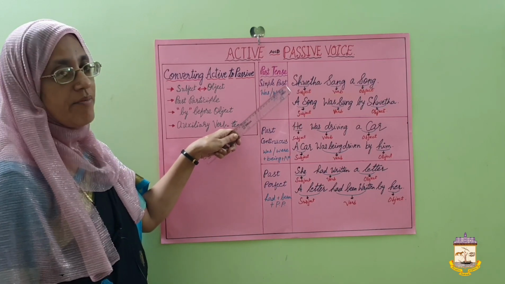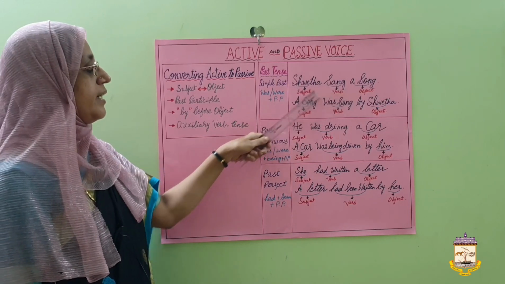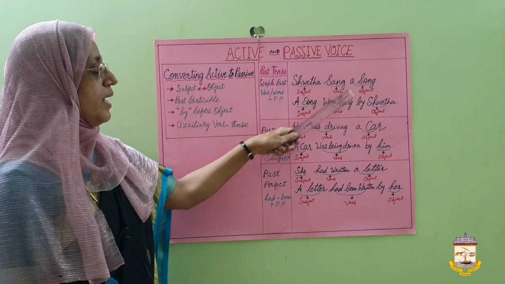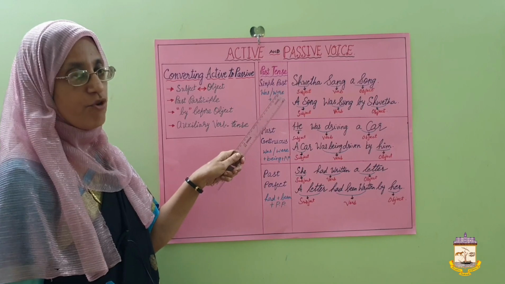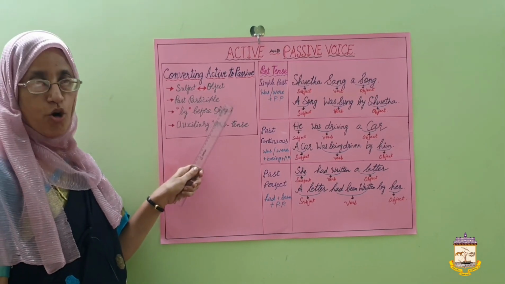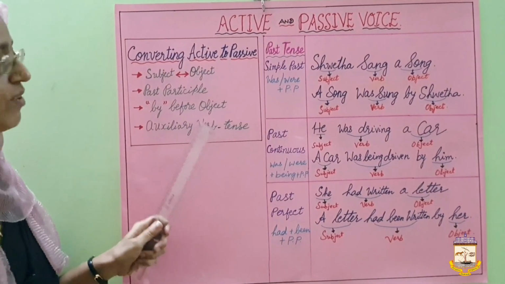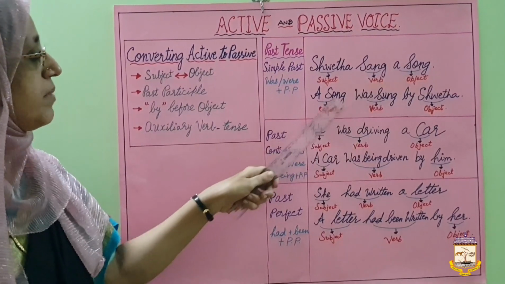The example given here is Shweta sang a song. In this, Shweta is the subject, sang is the verb and a song is the object. While changing it into passive form, the rules that we follow is the subject and the object will change places as usual, as we have been doing so far. So Shweta will become the object and a song will become the subject.